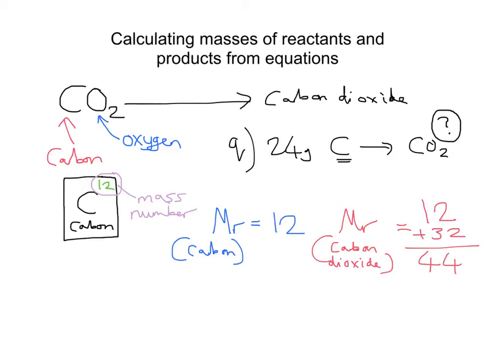So you've got two numbers here, 12 and 44, and this is how you would continue this question. What we say is, for every 12 of the carbon that we have, we end up producing 44 of the carbon dioxide.